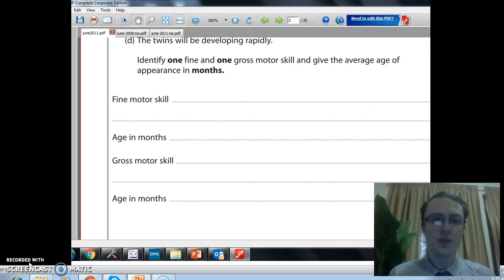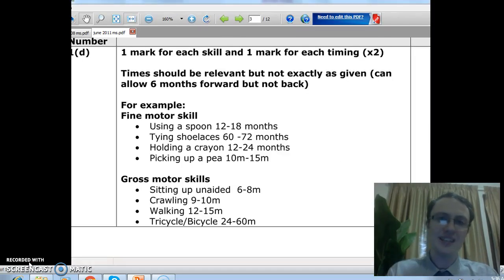Okay. Right, what I want you to do, again, you can pause the video and try and answer this question at home. The twins will be developing rapidly. Identify one fine and one gross motor skill and give the average age of appearance in months. Okay, so have a go at that. You can get some of these answers for now from your textbook at home, but some typical answers that you can be expected to include in your answer are shown below.